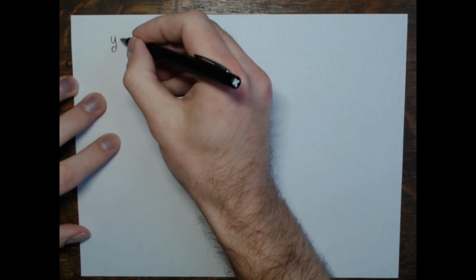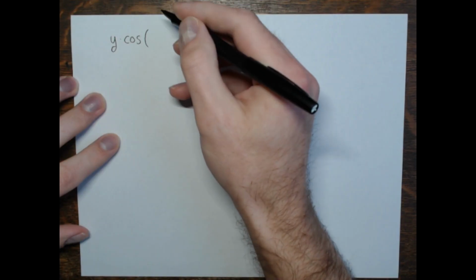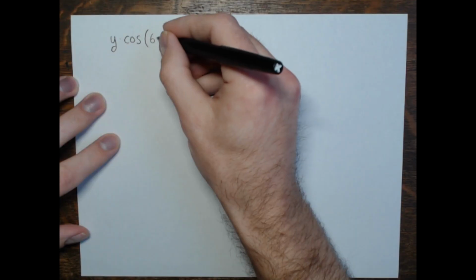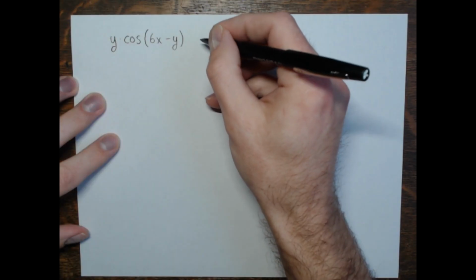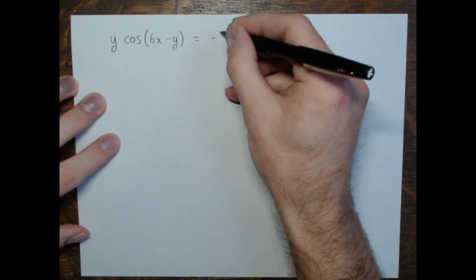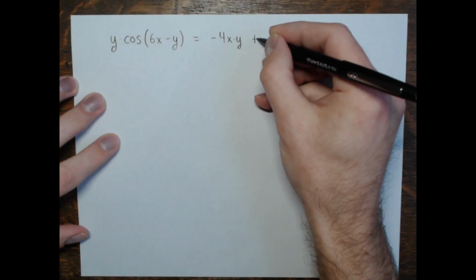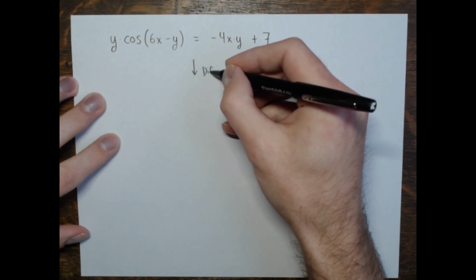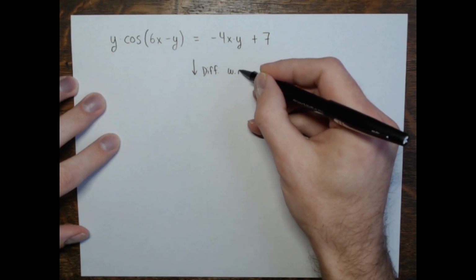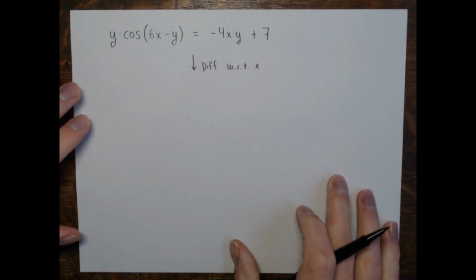So we have y times the cosine of, and then inside the cosine here, 6x minus y. All right, so that's the left side equals, and then over here, negative 4x times y plus 7. All right, so I leave things the way they are. We'll differentiate both sides with respect to x. And there's a product rule and chain rule and all sorts of stuff going on here.